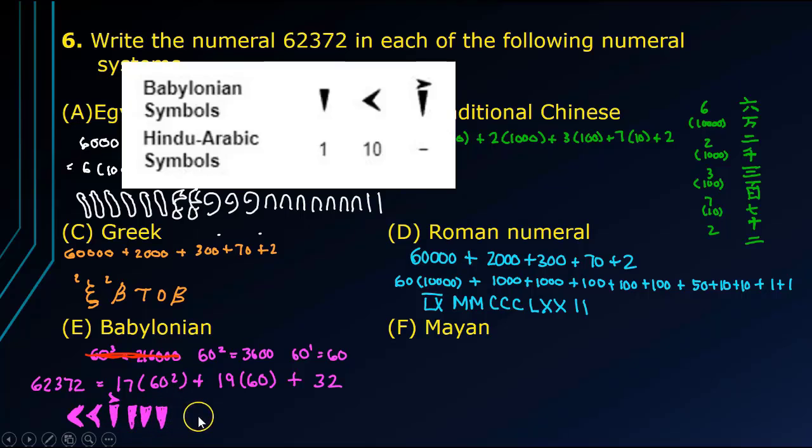I want to leave a space, a gap, and go to the next position, which would be my 60s position. So I want to write the number 19, which is very similar to this, except I'm going to have these two symbols, subtraction, and then just 1. So I have 19 60s, and then I'm going to leave another gap to indicate a place value, and I'm going to have 32, which would be 3 of these and 2 of these. So this is telling me I have 17 60 squares, 19 60s, and 32 units, which would come out to be 62,372.